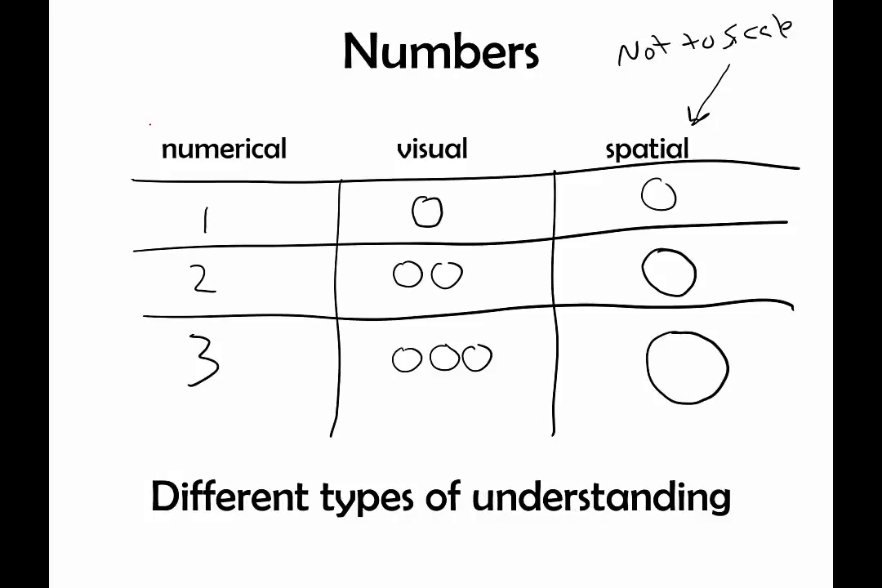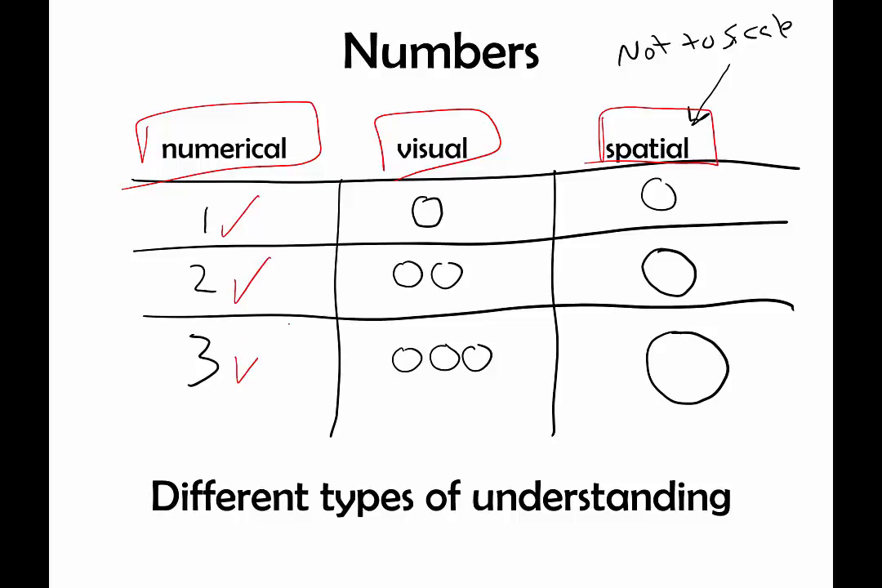There are different ways to understand numbers. You can understand them numerically, you can understand them visually, and you can understand them spatially. And this diagram shows the number 1, the number 2, and the number 3. It also shows 1 circle, 2 circles, and 3 circles. It also shows the area of a circle, and approximately 2 times the area of this circle, and approximately 3 times the area of this circle. These are 3 different ways to understand the same thing.